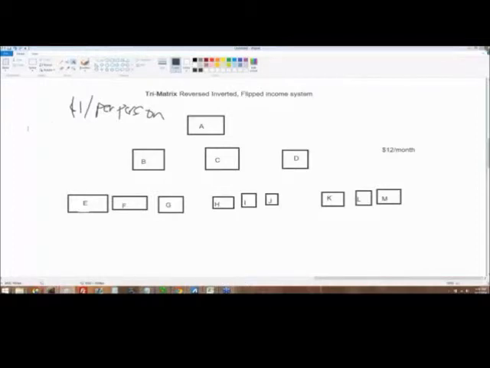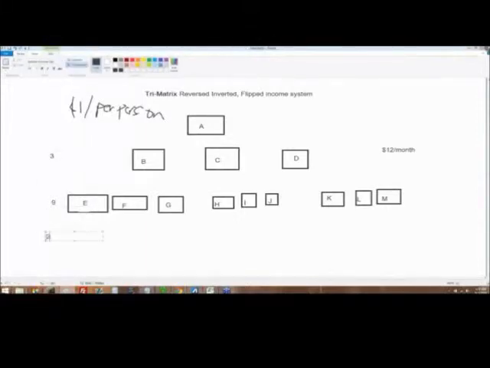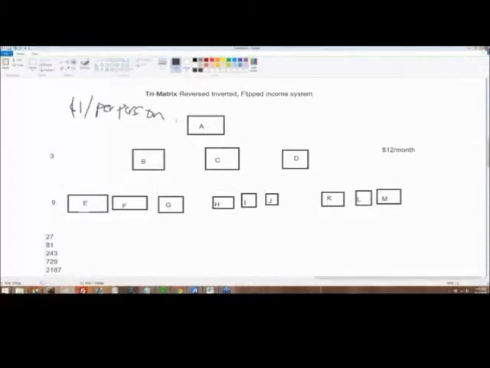Okay, so what we have here is a 3x7 matrix. That means everything goes 7 levels deep. So this is A, and here's A's level 1, level 2, level 3, level 4. So A's level 1 has 3 people, level 2 has 9 people, level 3 is going to have 27, then 81, then 243, then 729, and then 2187. Those are going to be the total number of people in A's matrix.